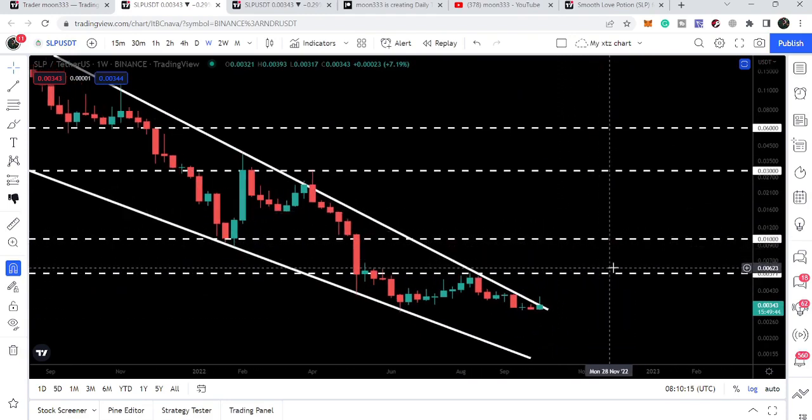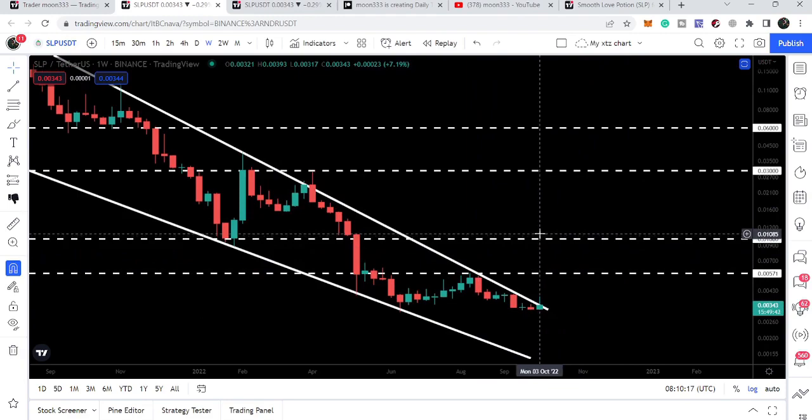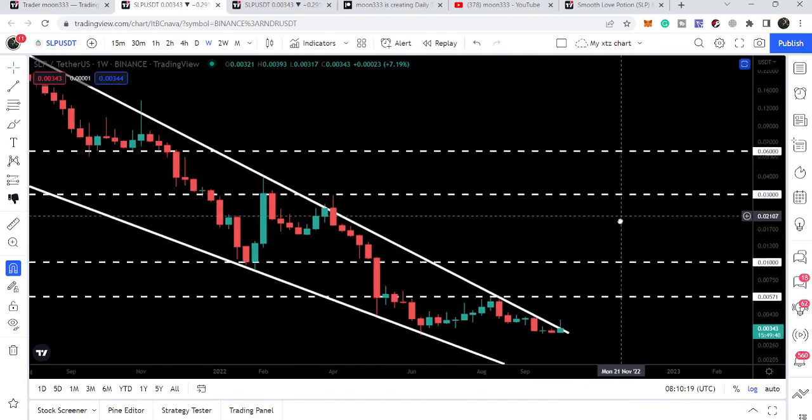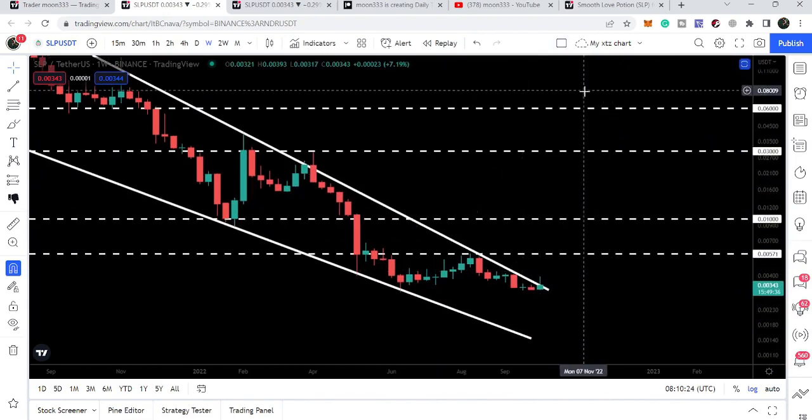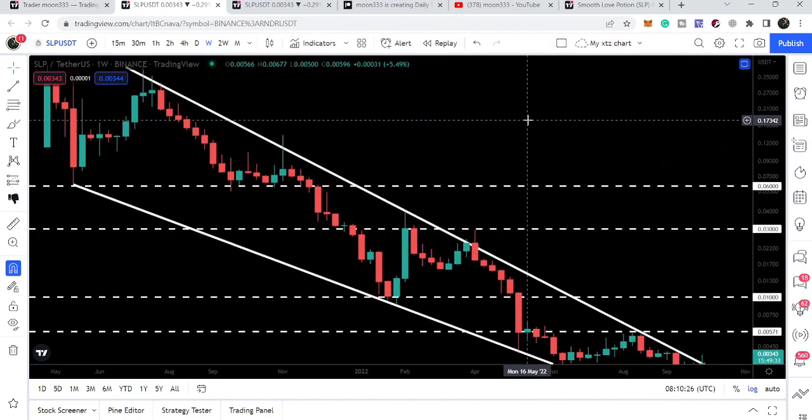By the way, our next resistance after this resistance will be here. That will be also another strong resistance at 1 cent, then at 3 cents, and then at 6 cents. These are the major support and resistance levels on the long term. So this was the update so far.